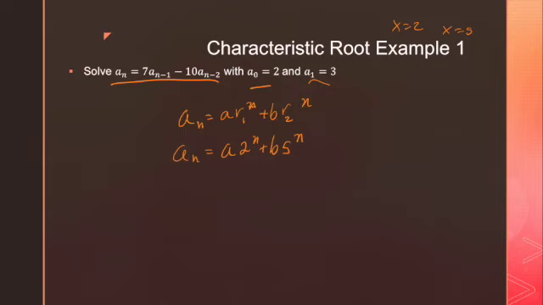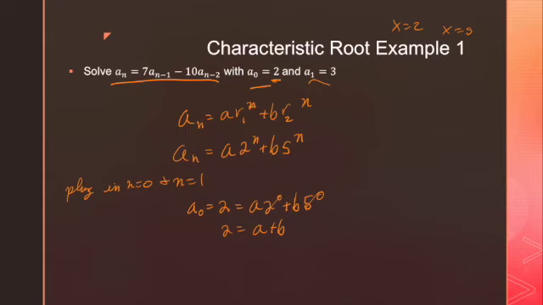I said a couple slides ago that these terms a and b were determined based on our initial conditions. So we're going to solve for a and b, and we need to do that by plugging in n equals 0 and n equals 1. This is going to give us two equations with two unknowns so we can solve this system of equations. For a sub 0, that's 2. I have a times 2 to the 0 plus b times 5 to the 0. Well, 2 to the 0 is 1, and 5 to the 0 is 1. So I have 2 equals a plus b.